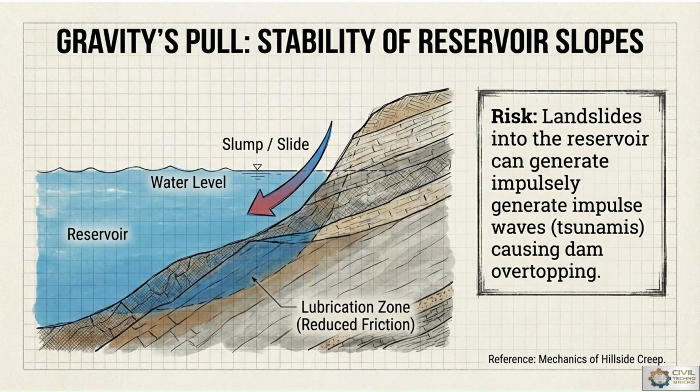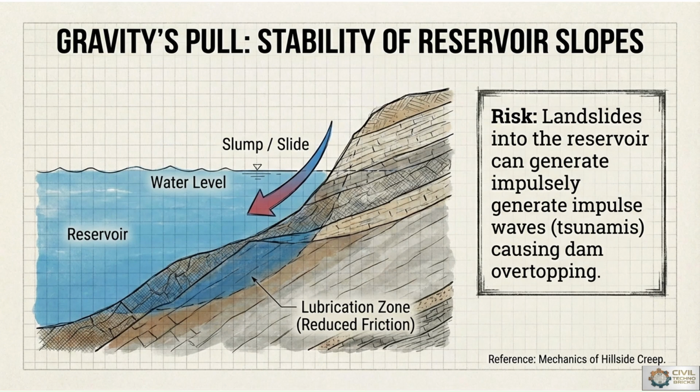The stability of reservoir slopes, where the gravity pull concept is there. The reservoir slopes may become unstable due to water saturation and reduction in shear strength. So landslides into reservoirs can generate impulse waves capable of overtopping dams. So landslides are huge hazards.